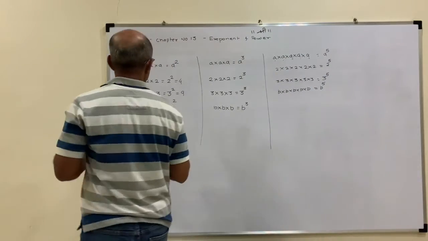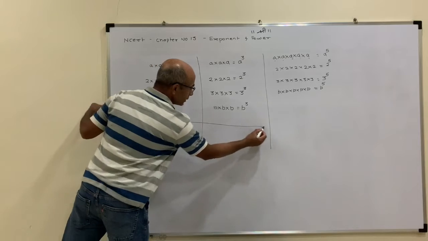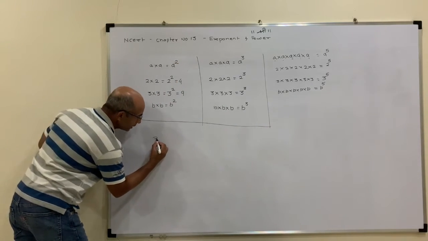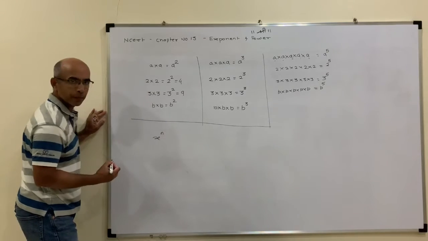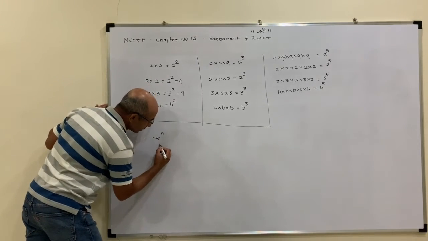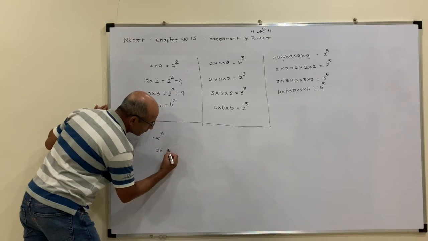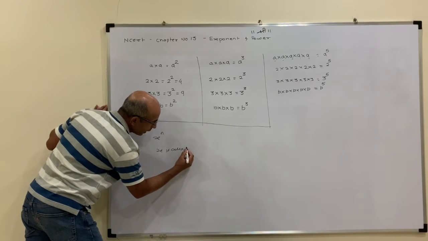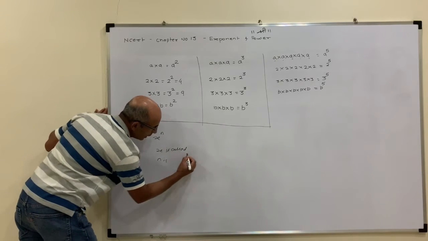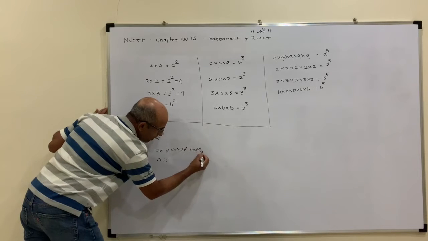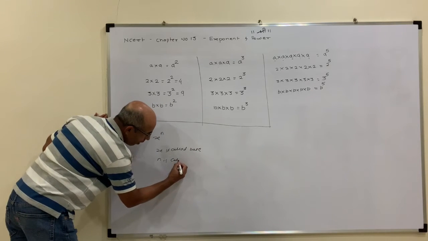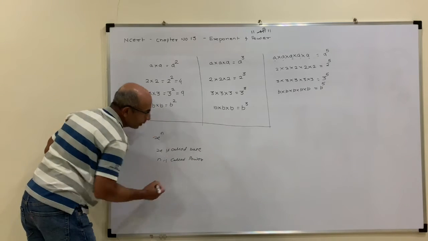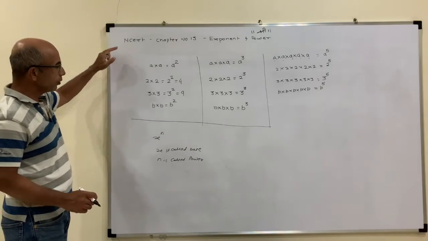Now here, let's understand one more terminology which will be used. When we say x raised to the power n, x is called the base, and n is called the power. You can pause the video and note it down.